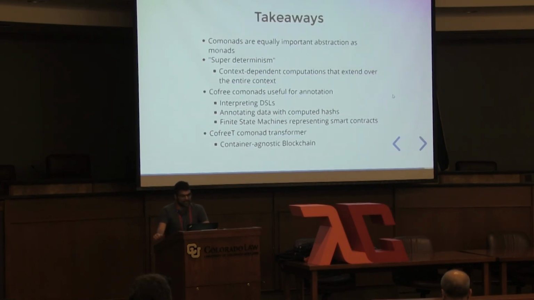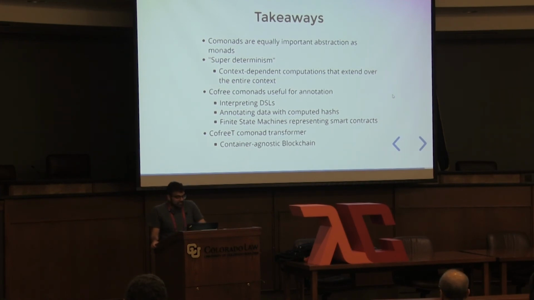So, some takeaways. Comonads are an equally important abstraction as monads. I like to think of them as sort of modeling superdeterminism. So when you have a context-dependent computation on a piece of data that depends on the entire context around it, then you can use extend to extend it over the entire context.